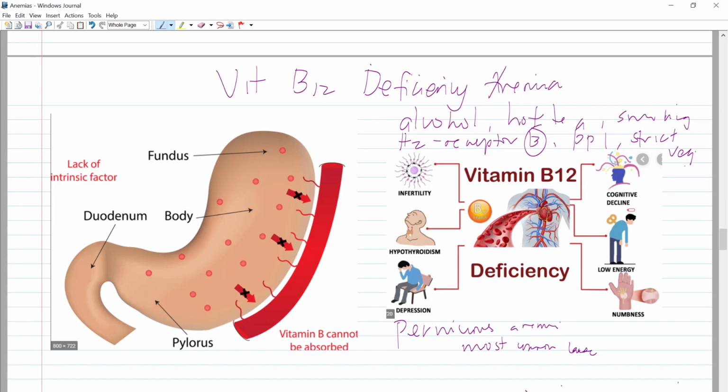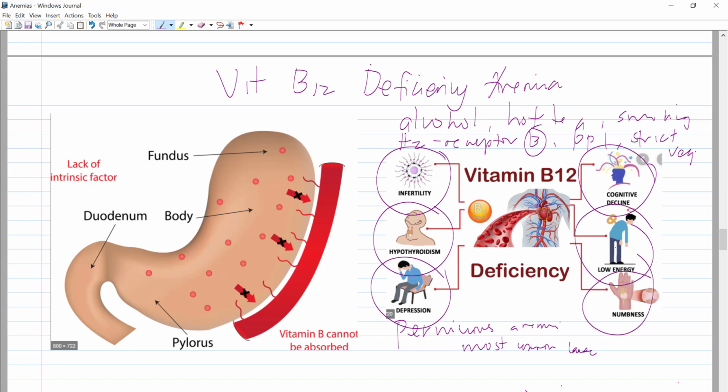All right. So, what are the signs and symptoms of vitamin B12 deficiency anemia? You can see here, the patient can be at risk for infertility, hypothyroidism, depression, cognitive decline, low energy, and numbness. The patient will have neuromuscular manifestations: weakness, ataxia, impaired thought processes, and even confusion.